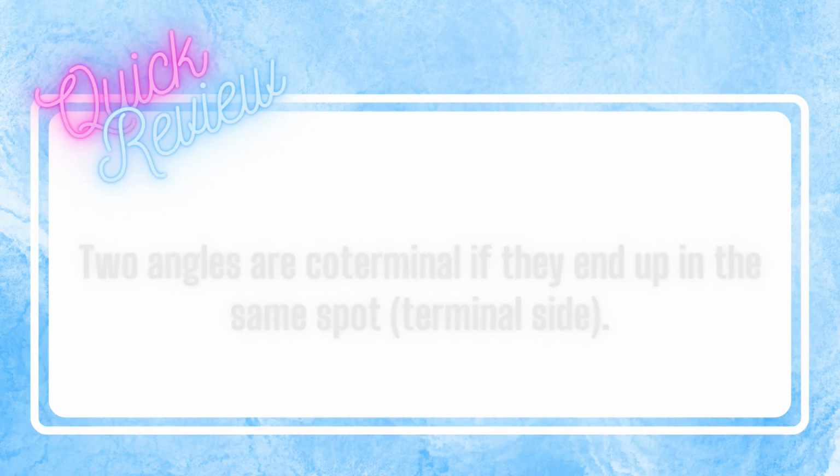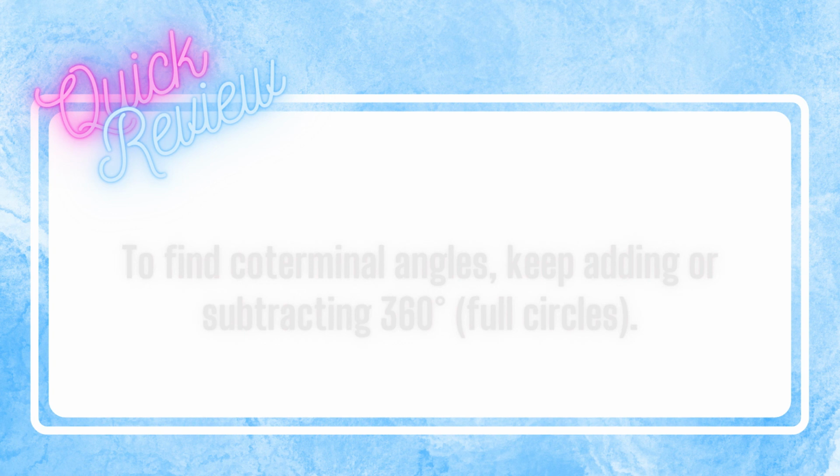So here's a quick review for today's lesson. Two angles are coterminal if they end up in the same spot. So if they end up on the same terminal side, then the angles are coterminal. And to find coterminal angles, basically just keep adding or subtracting full circles. So keep adding or subtracting 360 degrees, and that will be your coterminal angle.